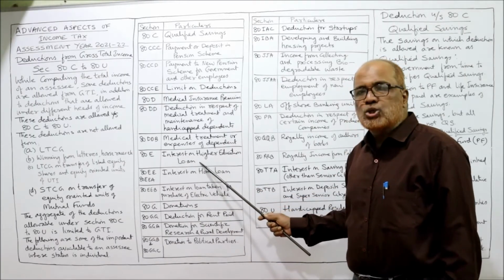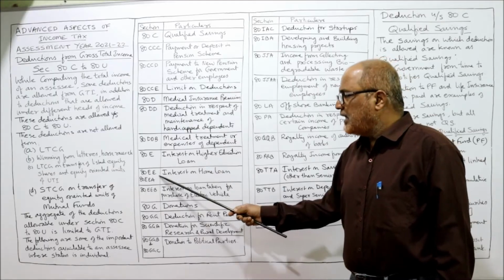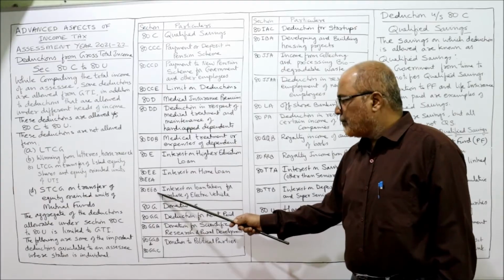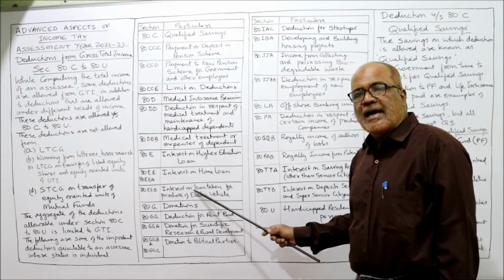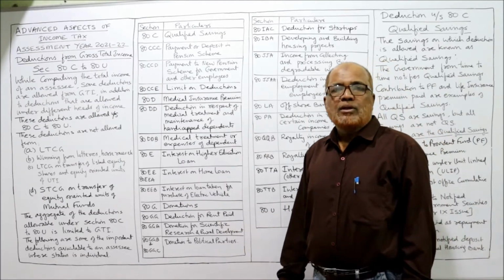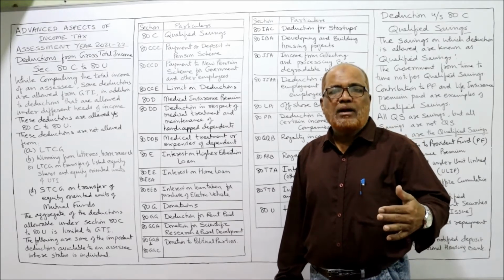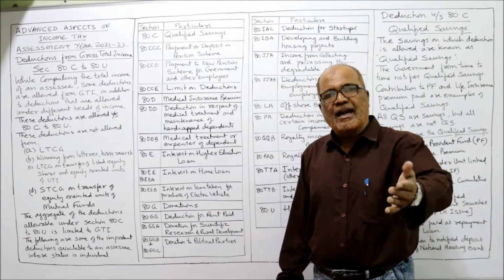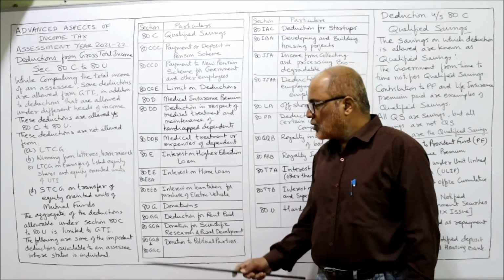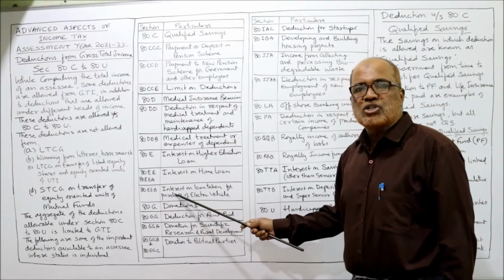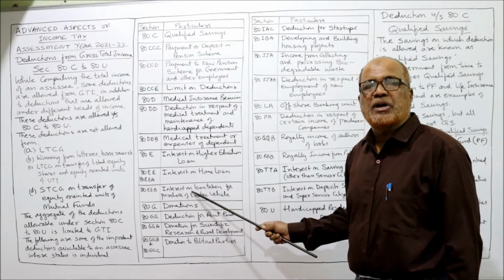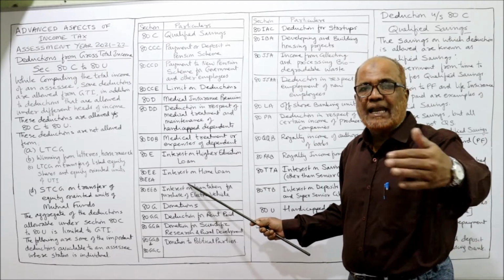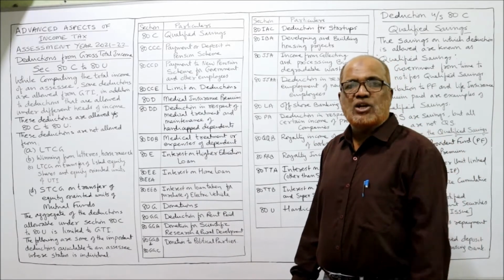80E, interest on higher education loan. Then 80EE and 80EA, interest on home loan. 80EEB, interest on loan taken to purchase an electric vehicle. From time to time, the government will give different forms of deductions, so a number of deductions will be added or removed. Here 80EEB is the new deduction, given for interest on a loan taken to purchase an electric vehicle. The government's intention is to promote electric vehicles to conserve energy.